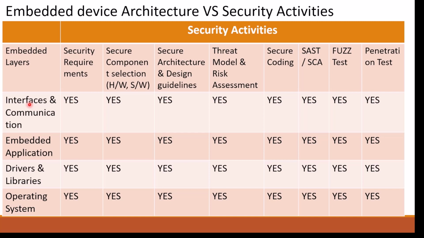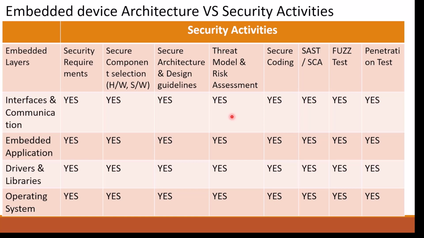For example, if we take the interfaces and communication layer, for example Bluetooth, USB, JTAG, CAN bus, serial port. These are all the major interfaces, right? So when we create the security requirements, we need to consider the interfaces and communication related requirements. Secure component selection, when we do it, we need to consider, and secure architecture and design guidelines we need to provide for this layer also. Threat model risk assessment.